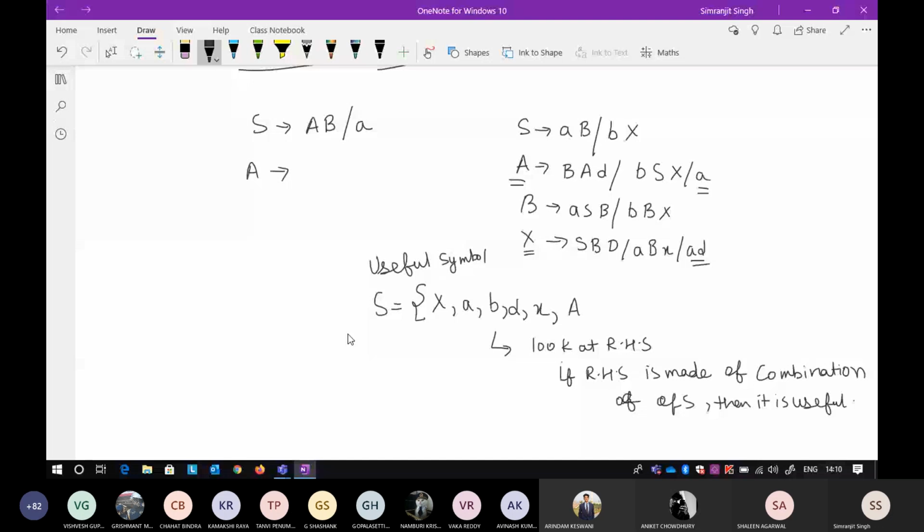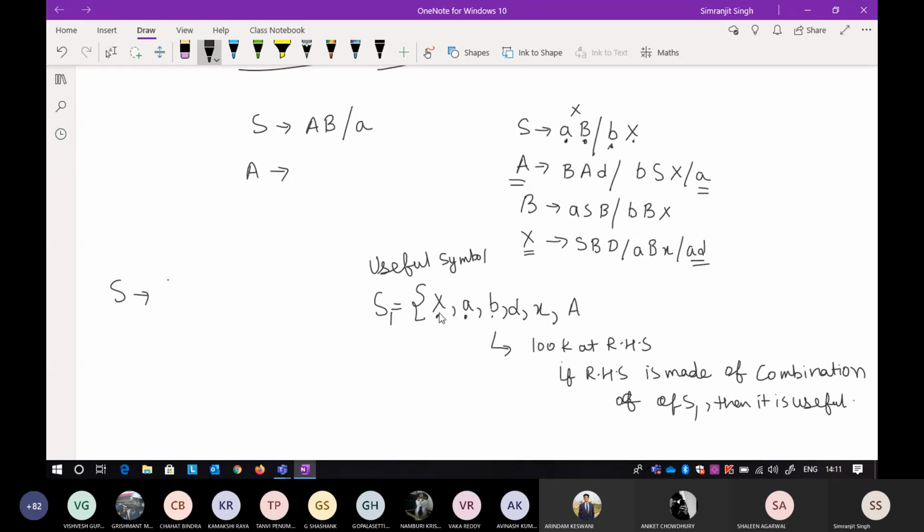Now take a look at this one. S tends to, now this C, A, A is here, and then there is a B. If you see, B is not a part of this set, so you cannot include this production. You delete this production, because it is not a useful production. And then there is a B, and X is also there. Consider this one as S1, because S is also there.